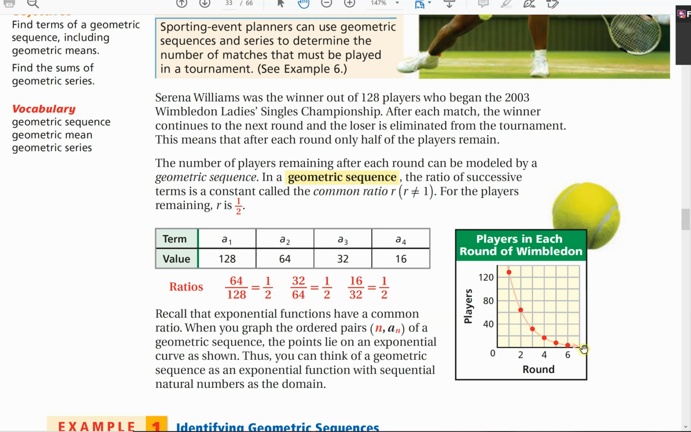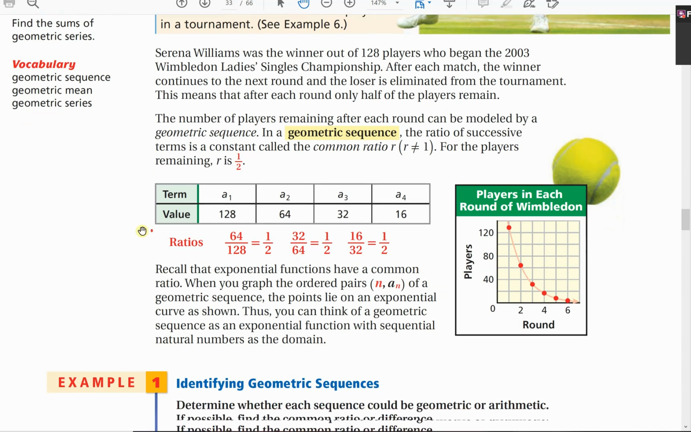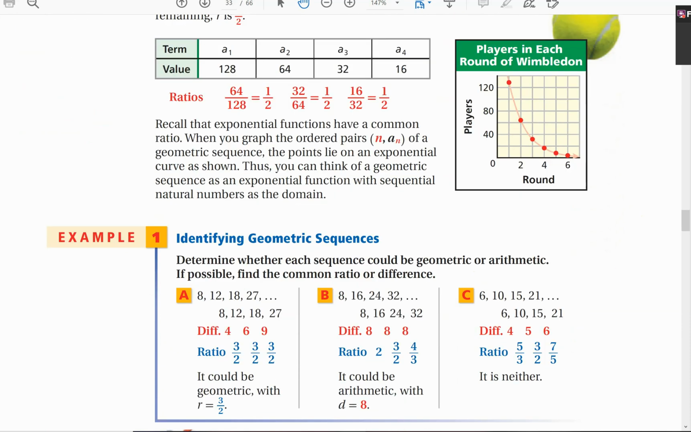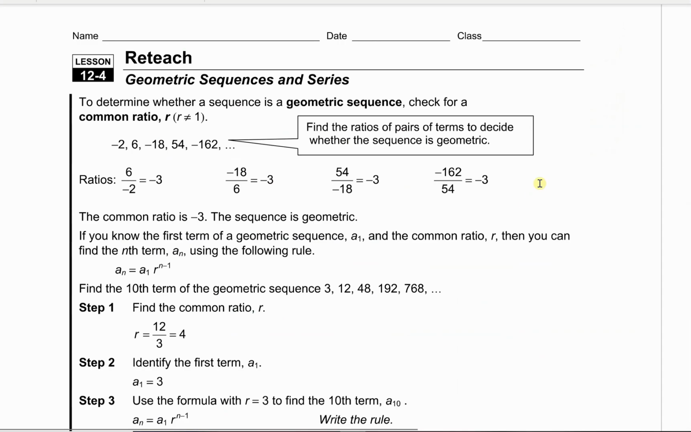It's kind of like an exponential decay situation, if you remember that from earlier in 2B, I think it was chapter 7. Anyway, exponential functions always have a common ratio, so when you graph them, you see this kind of curve. How do I identify a geometric sequence? If you look at your note sheet, like I just said, to determine whether a sequence is geometric, check for a common ratio. So unlike 12.3, where we were finding a difference, we're dividing.